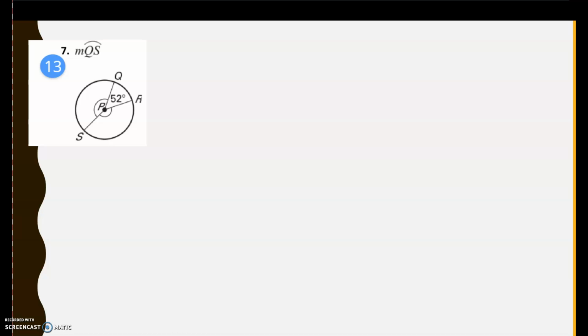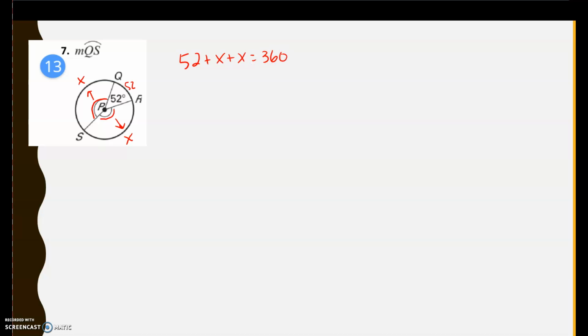Number 13, these little arcs here tell us that the arcs are going to be congruent to each other. So whatever value it is, I don't know what it is, I'm going to just make up some value x, which means this guy here has to also be x. And going around our entire circle, we know that all of this has to add to be 360. This guy here is also 52. So I'm going to add 52 plus x, and altogether that equals 360.